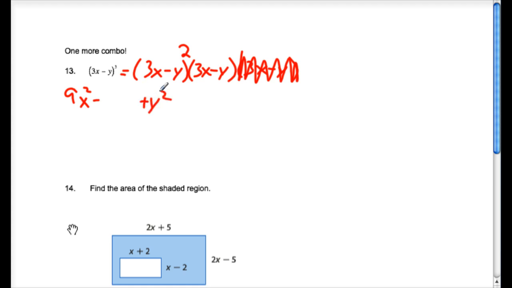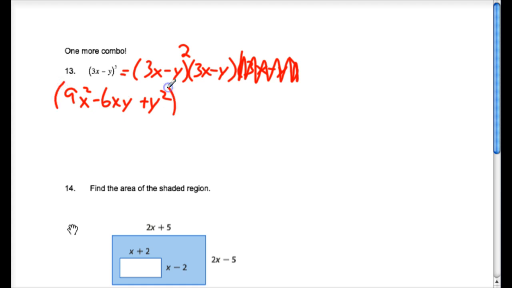Kids always forget the middle term. When you square a binomial, for the middle term, multiply your two pieces together. Oh, yeah, I forgot about that. So, negative 3xy. Double it, so negative 6xy. You did it. And then plus y squared at the end.